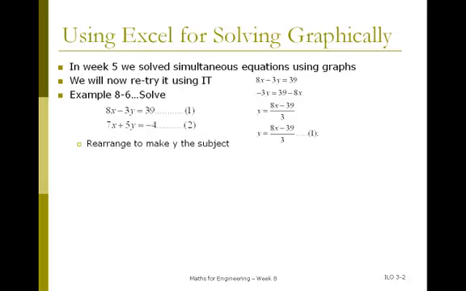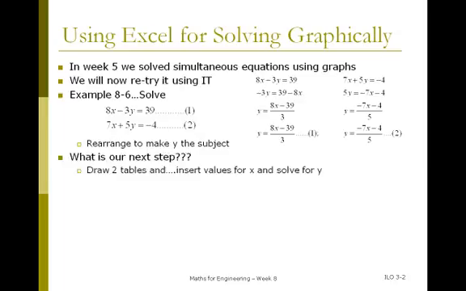So that's equation 1. For equation 2 we have 7x plus 5y is equal to minus 4. Once again, rearranging to make y the subject, we have 5y is equal to minus 7x minus 4. And now if we want to get y on its own, we divide by 5. So we get y is equal to (minus 7x minus 4) divided by 5. So this is our answer for equation 2 in terms of rearranging it to make y the subject.